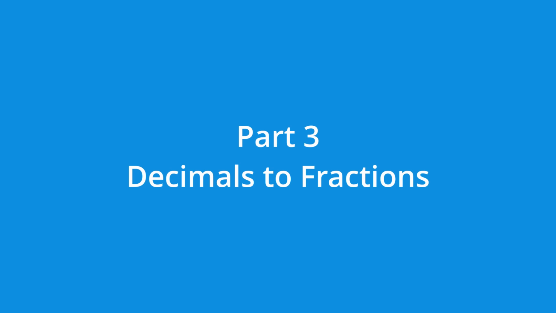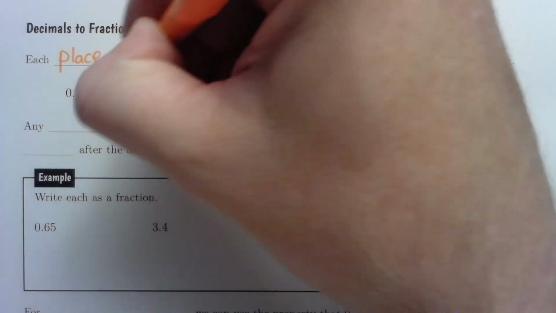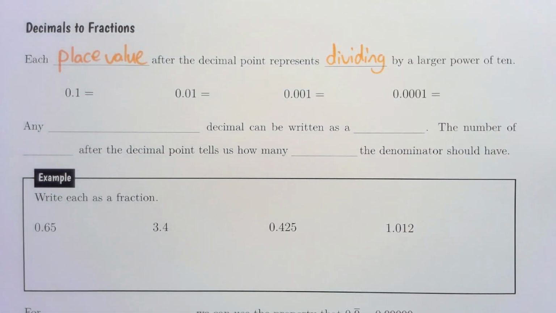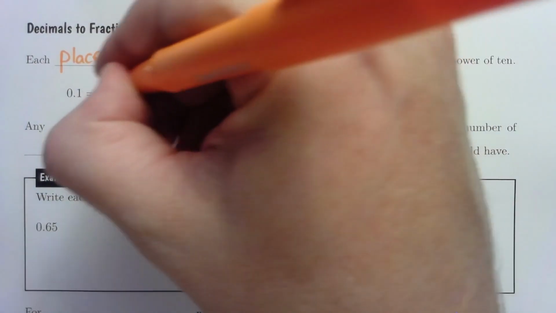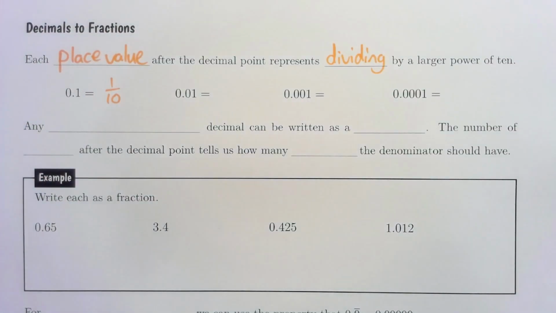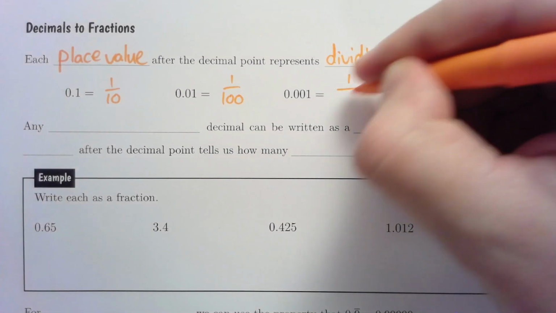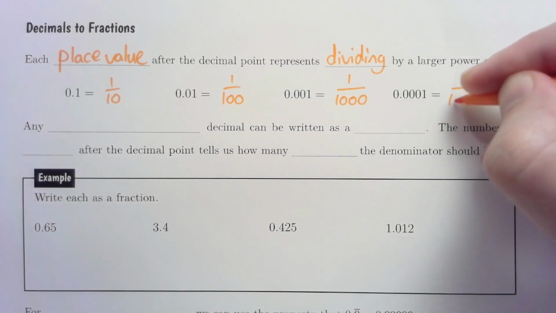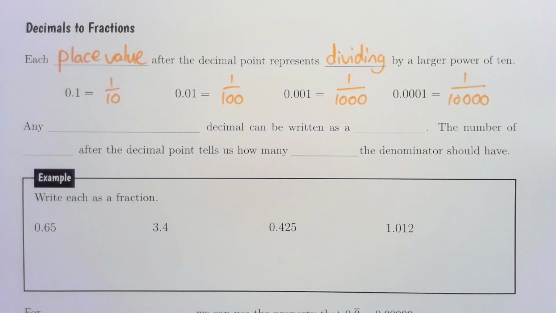Converting decimals to fractions. Now remember that each place value after the decimal point represents dividing by a larger power of 10. So 0.1 is 1/10, 0.01 is 1/100th, 0.001 is 1/1000th, and 0.0001 is 1/10,000th. And this pattern goes on in the same way.